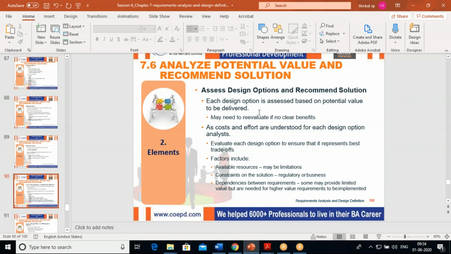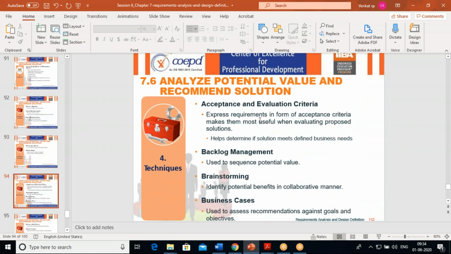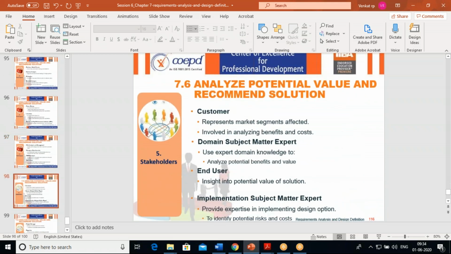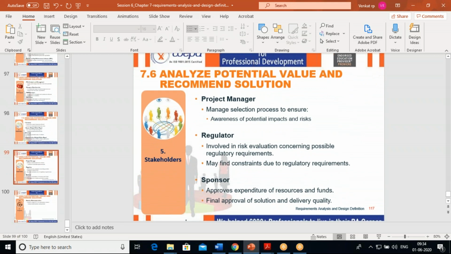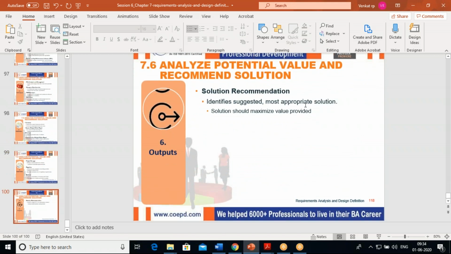So the outcome of it is a recommended solution. You can see here, the outcome would be the recommended solution. And for that, the value it is going to give you will be given here, right? You got it here.